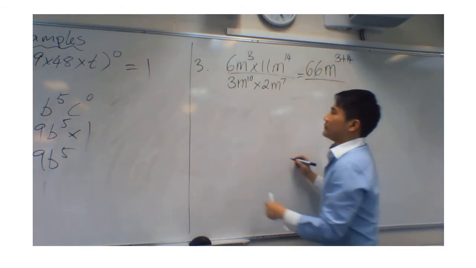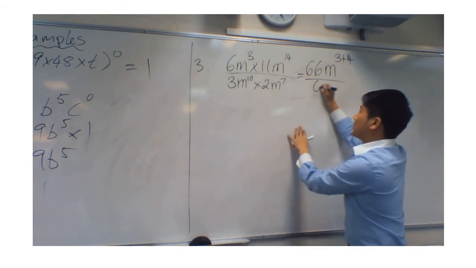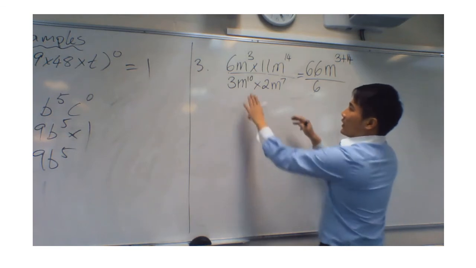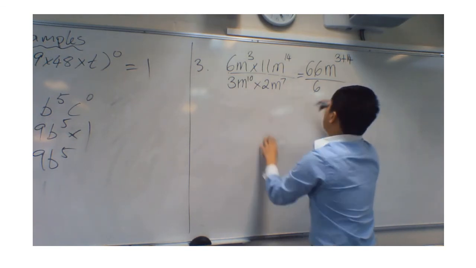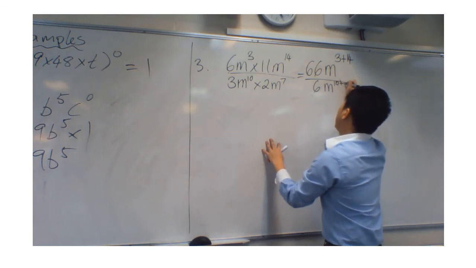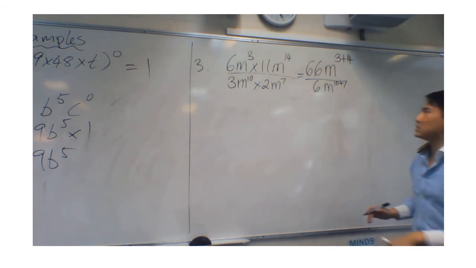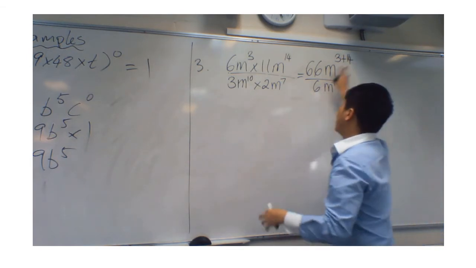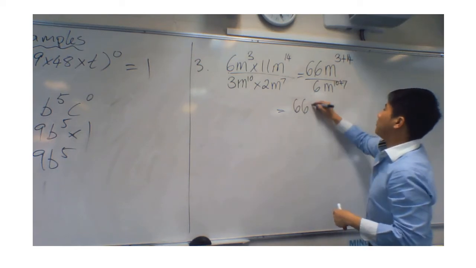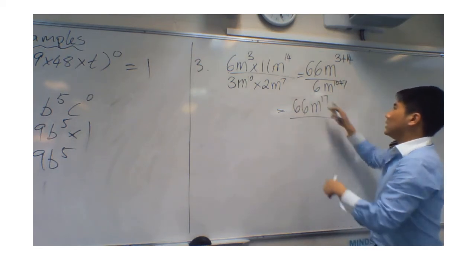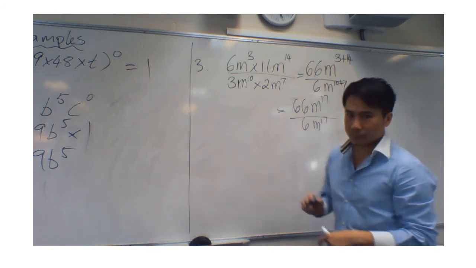What about the bottom? The bottom, I can times the 3 by 2, which is 6, right? And I can times m to the power of 10 by m to the power of 7. So m to the power of 10 plus 7. You add the power, first index law. Alright, so let's see if we can clean this up a little bit. The top becomes 66m to the power of 17. The bottom becomes 6m to the power of 17.